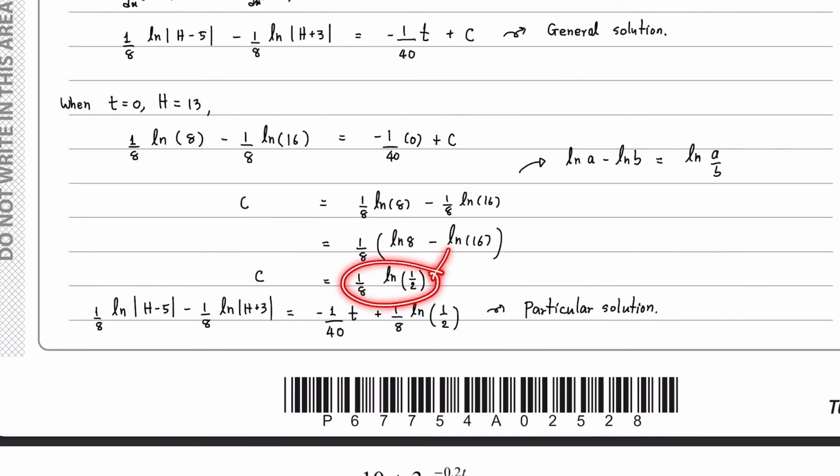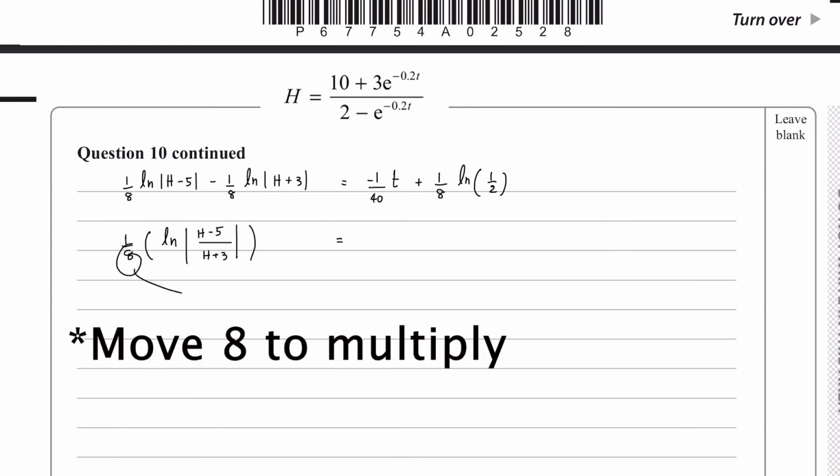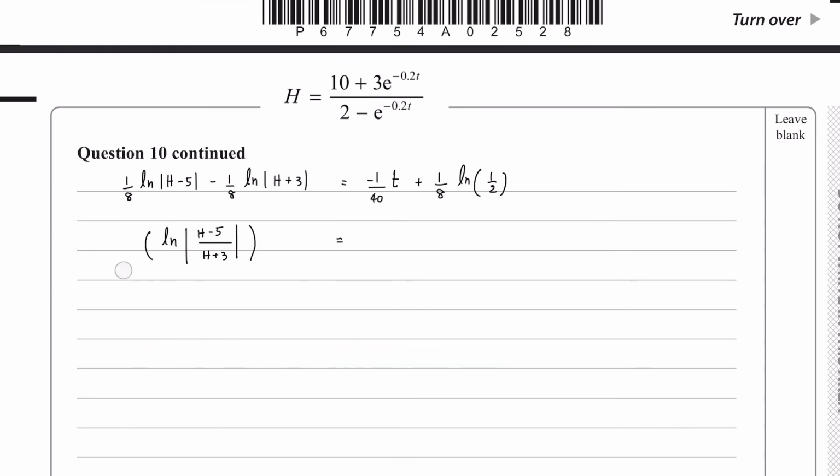After we put c back into the general solution, here we have a particular solution. Now we have to rearrange this particular solution in terms of h. First of all, we factorize 1 over 8. So this one will be ln of (h minus 5) divided by (h plus 3). Now we can move 1 over 8 to multiply the right hand side. So it will be negative t over 5 plus ln 1/2.